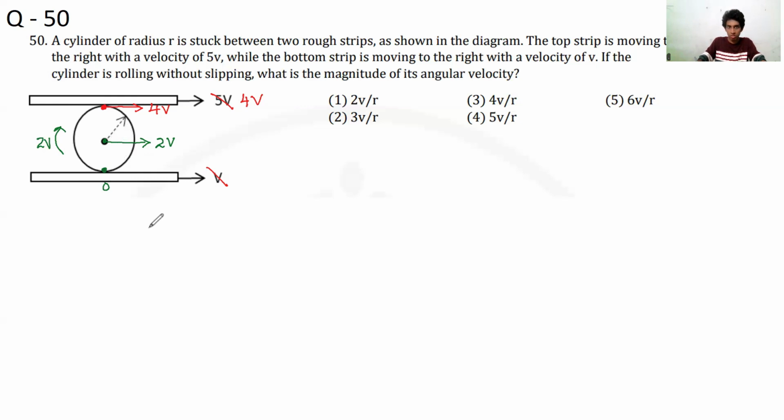So now we can find omega. So omega is equal to the rotational speed at the surface divided by the radius. So that will be 2v over r. So therefore, the correct answer is the first one.